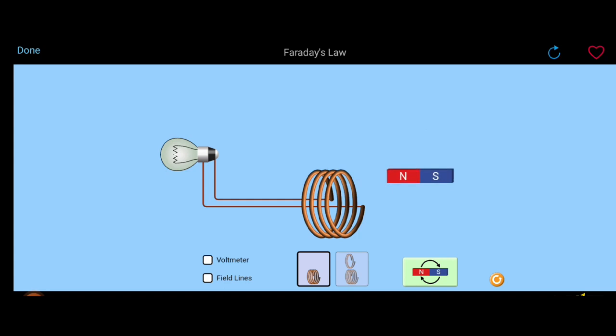This can be mathematically represented by the equation EMF equals N times dΦ/dt, where EMF is the electromotive force, Φ is the magnetic flux, and dt represents the change in time.